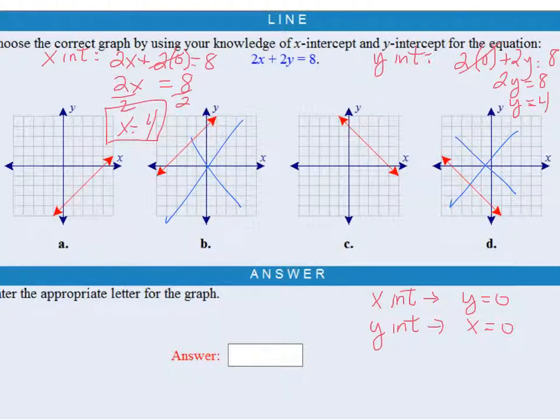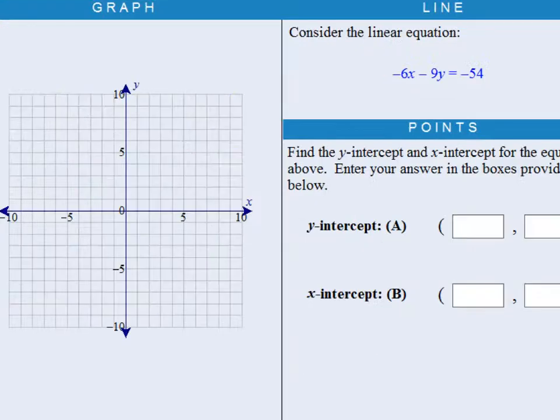So then I know that my answer is going to be C, and that's what I would put in the box. All right, so let's work a little bit on these x and y intercepts. These actually came out very nice. Your x and y intercepts don't always do that. Let's try some that may or may not come out nice.